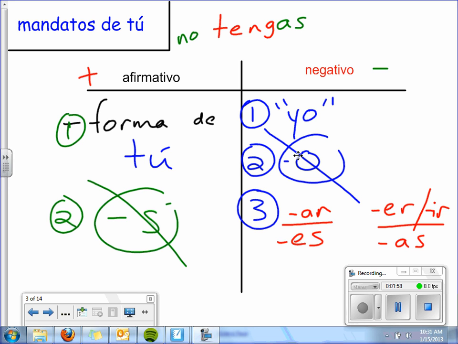Second step, drop the O. Your third step is to take the opposite ending after you've dropped the O. For AR verbs, do ES endings. ER, IR verbs, you add AS to the end. So tener is an ER verb. You drop the O and you add AS. So the negative command would be no tengas, don't have. Okay, no tengas el estrés. Don't have stress.